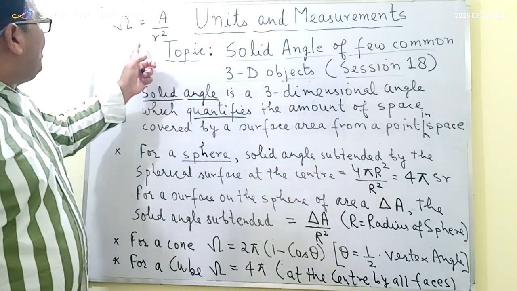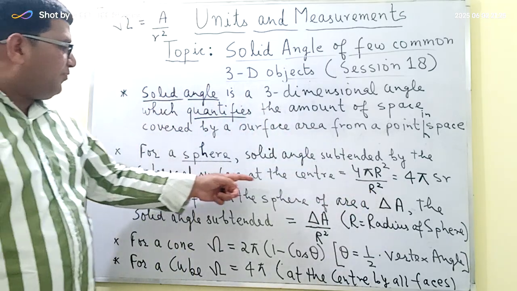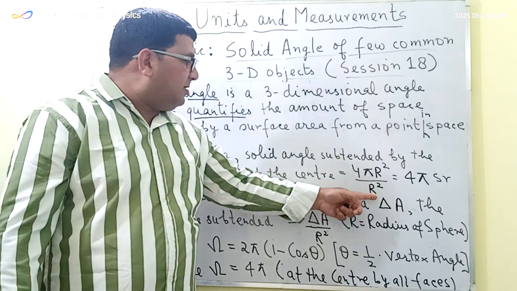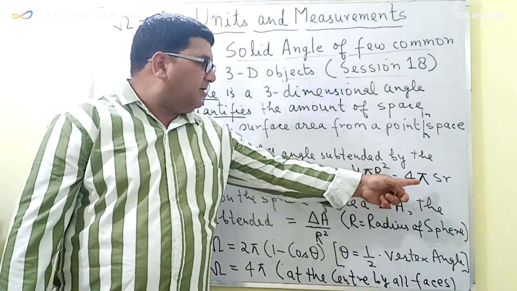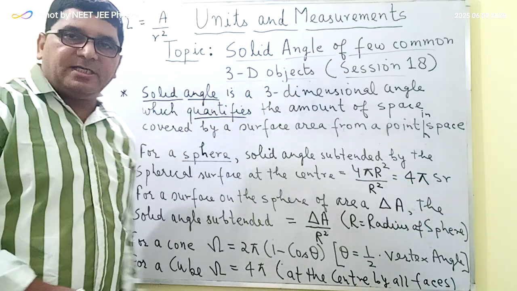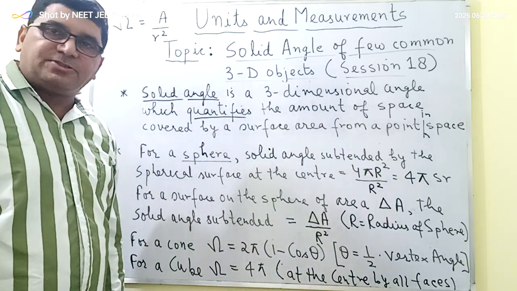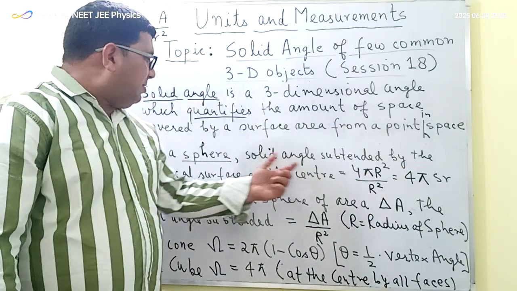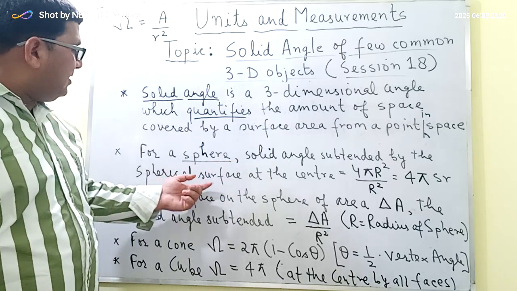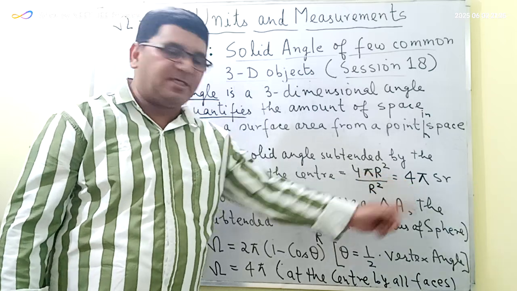So by using this formula, the solid angle subtended by the entire spherical surface at the center of a sphere is equal to 4 pi r square divided by r square. So this will be equal to 4 pi steradian. Here sr is the symbol of steradian, and the unit of the solid angle is steradian. So in the case of a sphere, the solid angle subtended by the entire spherical surface at the center of it is equal to 4 pi steradian.